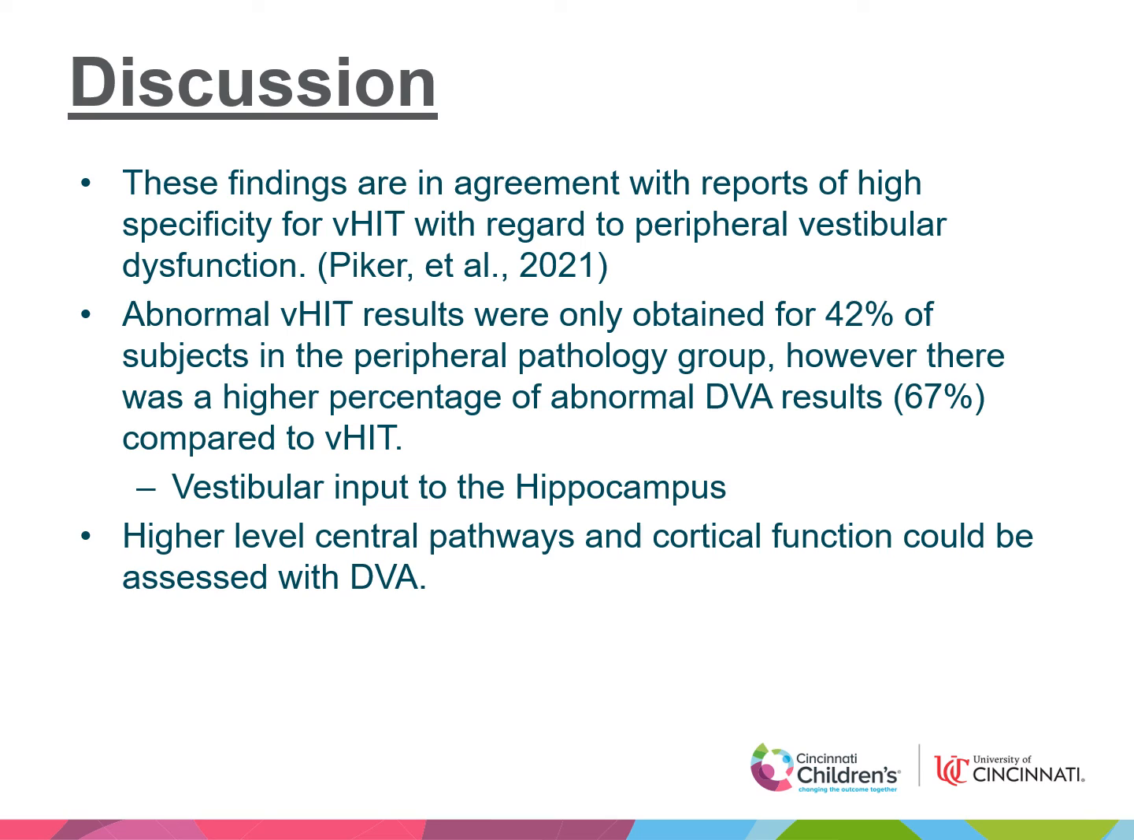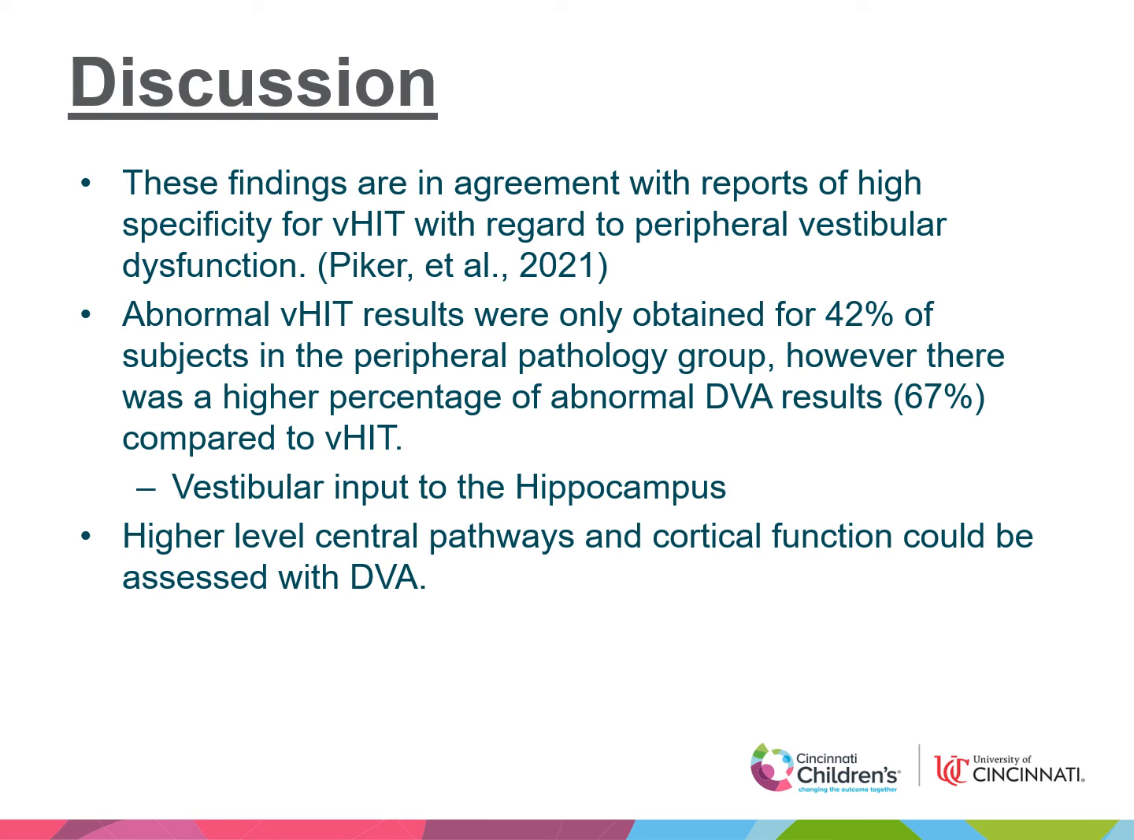DVA abnormalities were also found in the normal and central vestibular dysfunction groups. However, with a high percentage of those in the central vestibular dysfunction group having abnormal DVA results. This would seem to indicate that the DVA test not only relies on normal peripheral vestibular input to be normal, but it is also dependent on normal central vestibular pathway function.